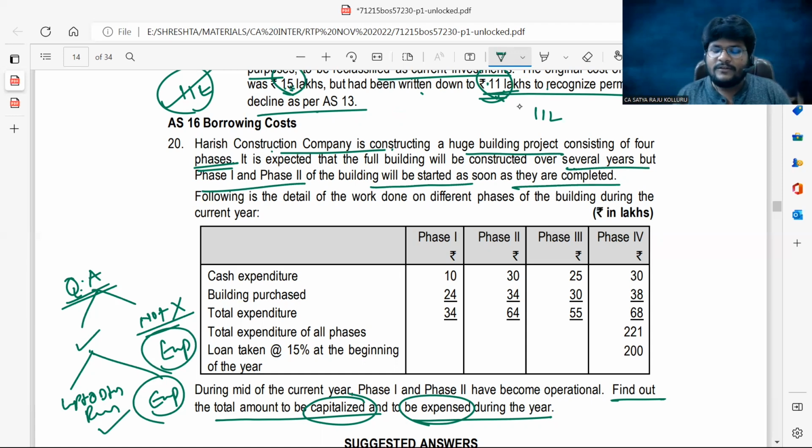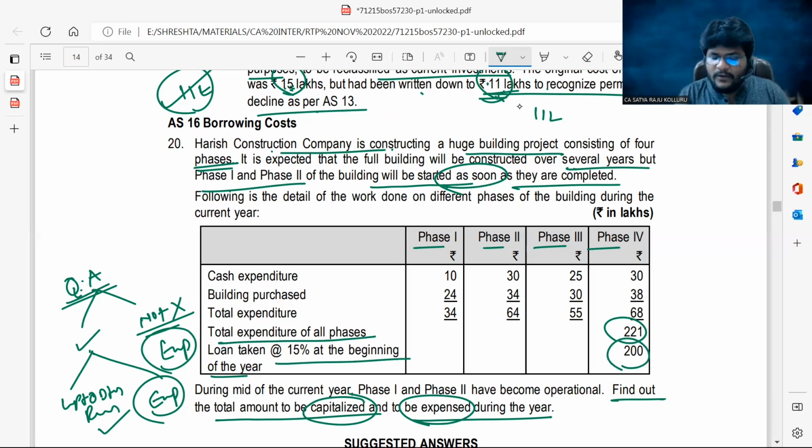And once such blocks' construction is completed, then they may start the remaining 2 blocks. Or at the time of construction of these 2 blocks, the construction of the other 2 blocks is also going on, but they might be completed after taking many more years. Do you agree? Do you understand? Simply it is telling that out of the 4 phases, 2 phases are readily available, or may be completed very soon. The remaining 2 phases will take much more time. Phase 1, phase 2, phase 3, phase 4: total expenditure of all phases was 221. Loan taken at the rate of 15% at the beginning of the year was 200.